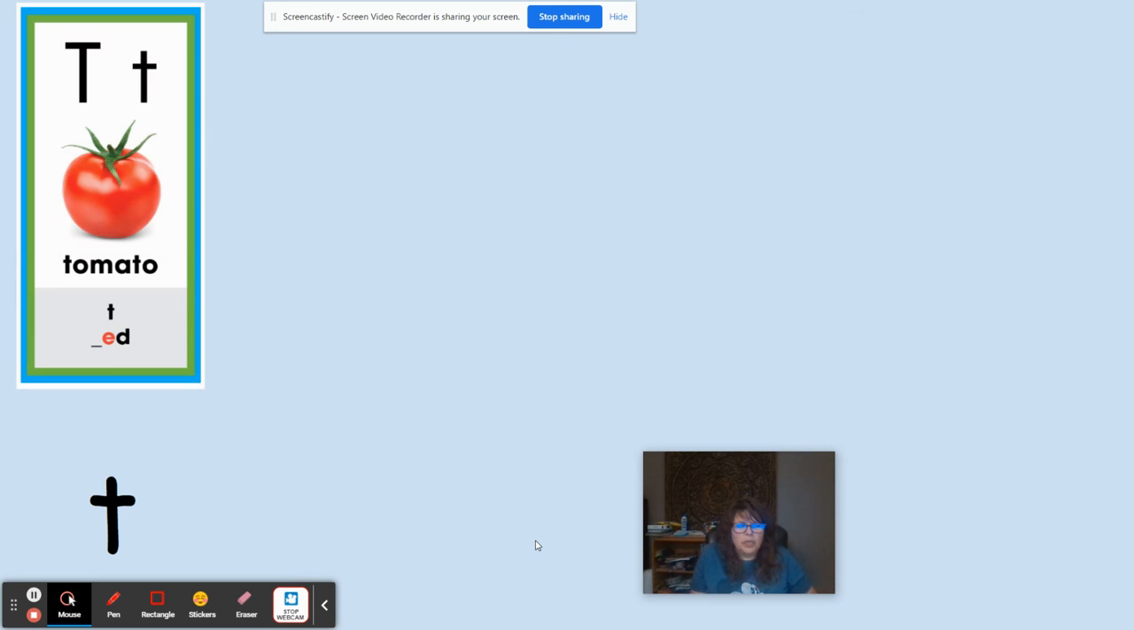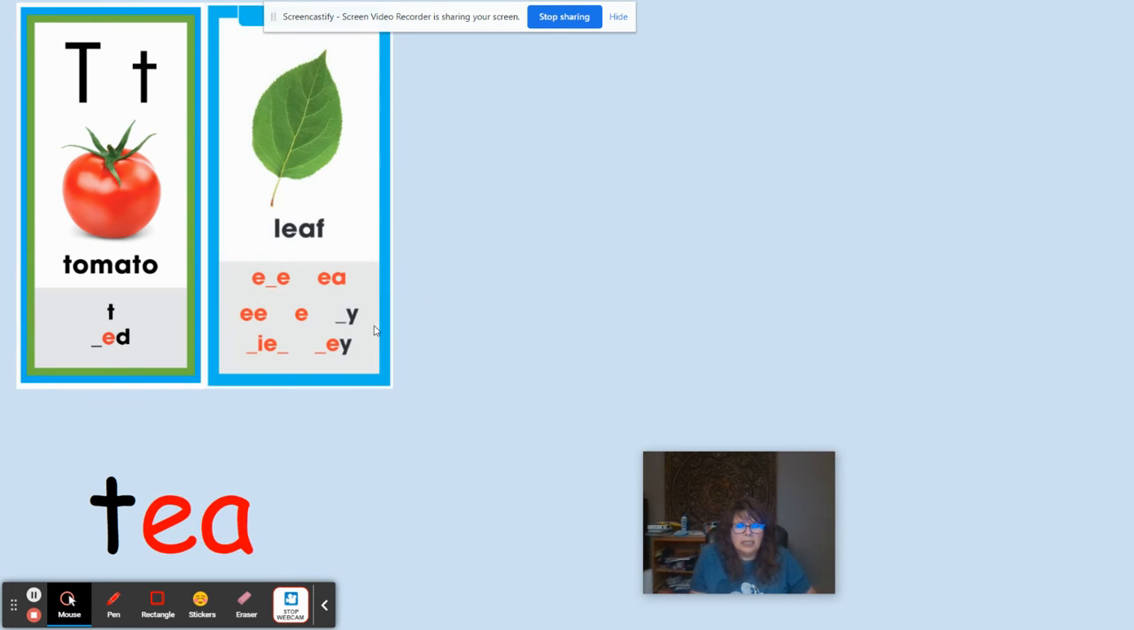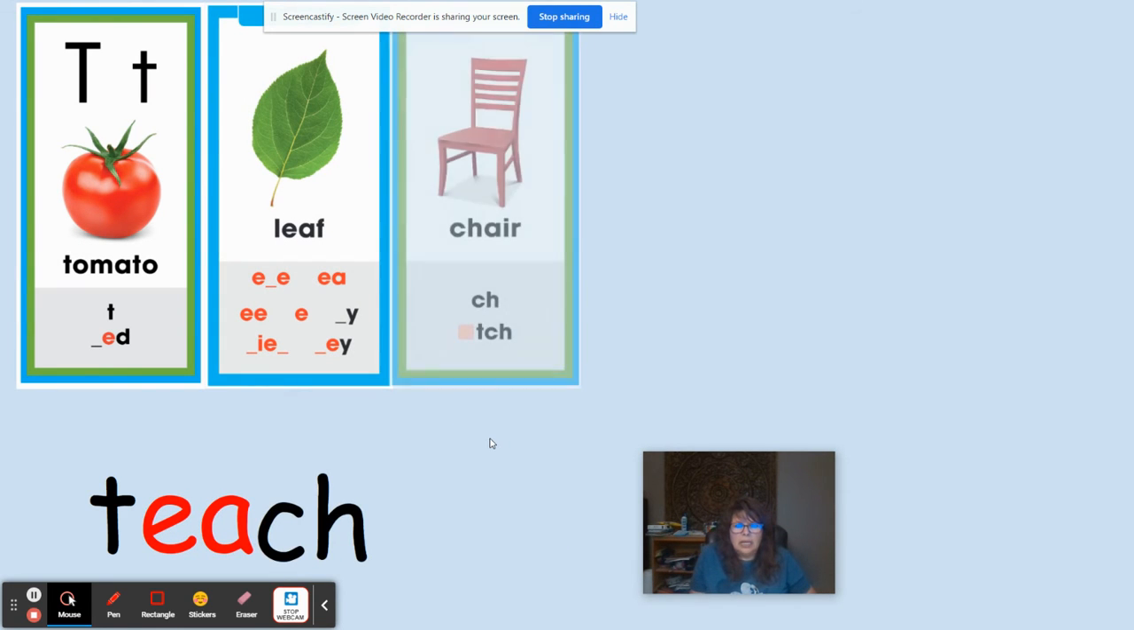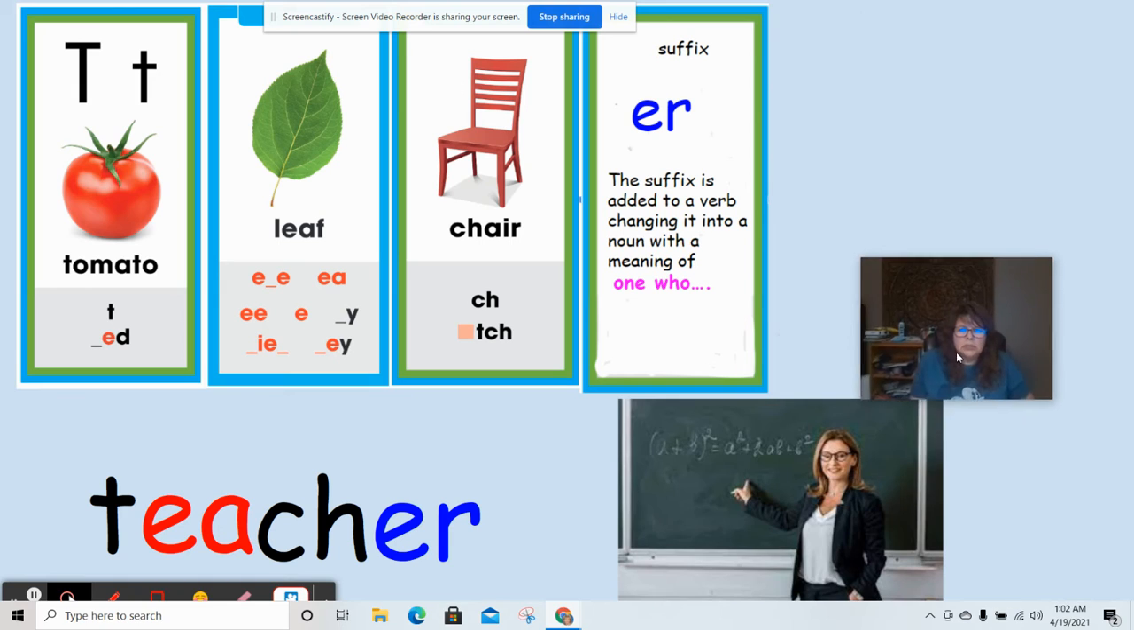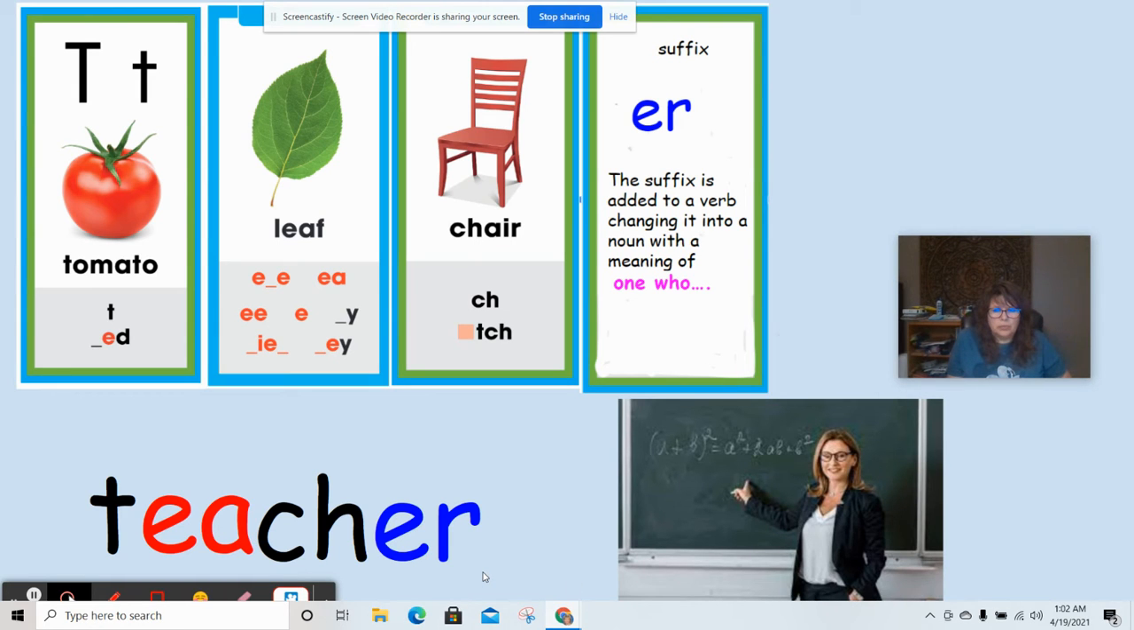T, like in tomato. E, like in leaf. Ch, like in chair. Teach. We add the suffix er. Now it is someone who teaches is a teacher.